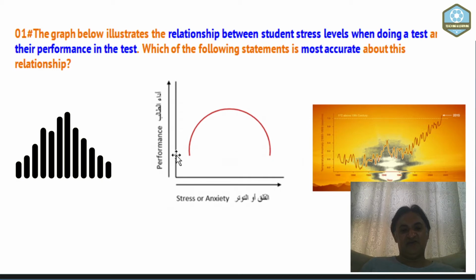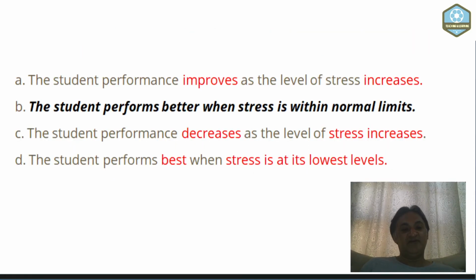Okay, what is the performance of the students? If you say 20 or 30, like that, if you measure this as 100, then it will be like that, 20 or 13. So this one is also incorrect. So the students perform better when stress is within normal limits. This is the correct answer.